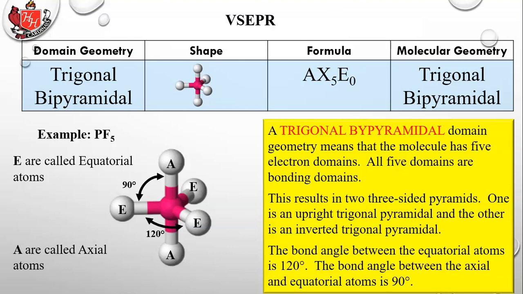So this results in 2 3-sided pyramids. One is an upright trigonal pyramidal, and the other is an inverted, or upside down, trigonal pyramidal. The bond angle between the equatorial atoms, the 3 with E's, is 120 degrees. And the bond angle between the axial, the ones on the top, and the equatorial is 90 degrees, or the one on the bottom also. Okay? All right, so that's an extended octet. Now we're going to continue with the 5 electron domains, but we're going to take away one of those atoms. So get this image in your mind when you look at the next slide.